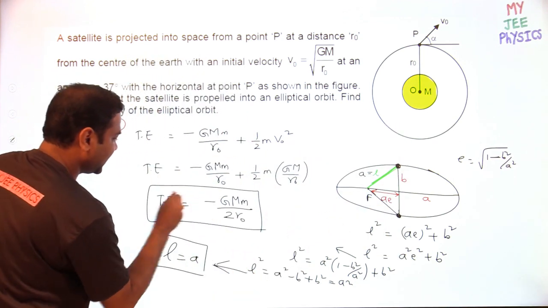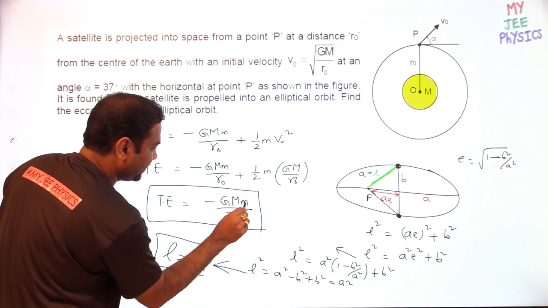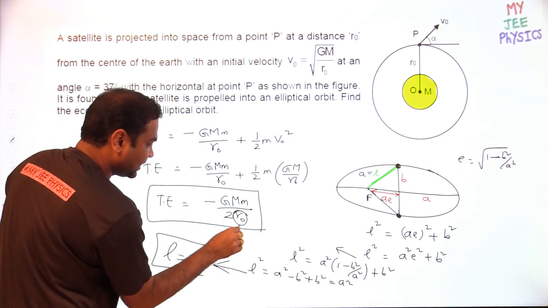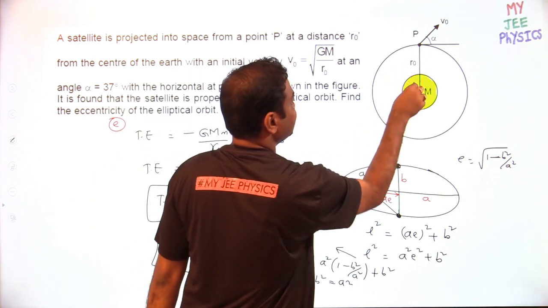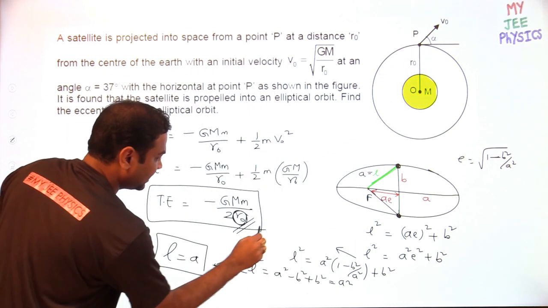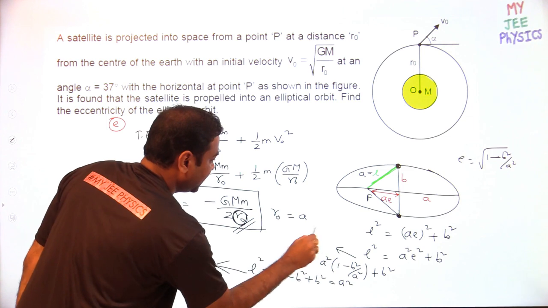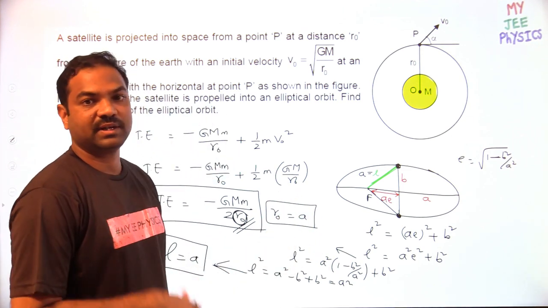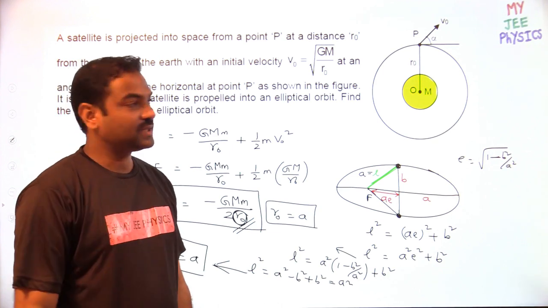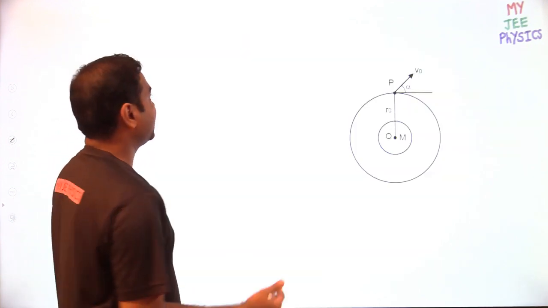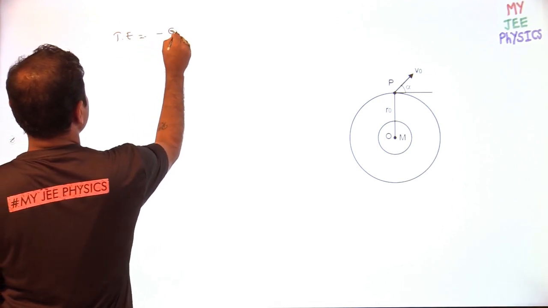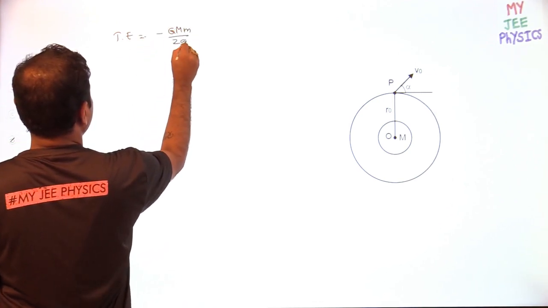Now what is the energy we are getting? We are getting the energy of minus G M m by 2 R naught. That means this is the total energy, where R naught is the distance of the particle from the center. So this R naught will become what? Semi major axis. That is the thing we need to understand. Because if the semi major axis is A, then the total energy value we can write down is minus G M m by 2A at any place.